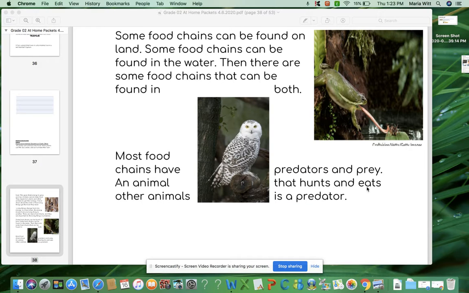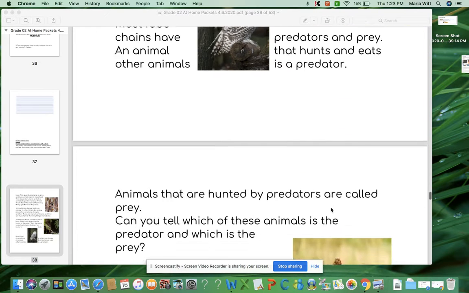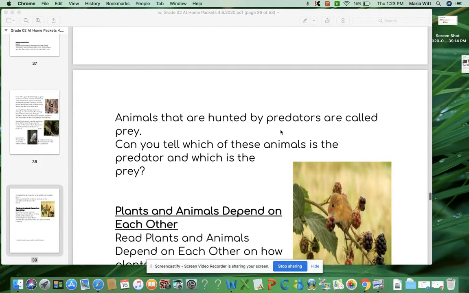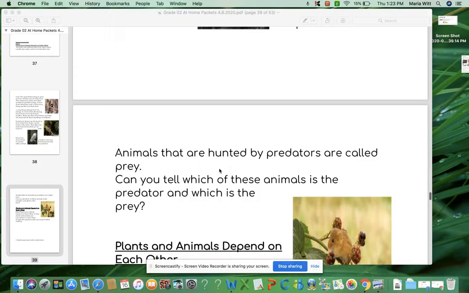An animal that hunts and eats other animals is a predator. So if you're an animal that eats another animal, you're a predator. Animals that are hunted by predators are called prey. Can you tell which of these animals is the predator and which is the prey?